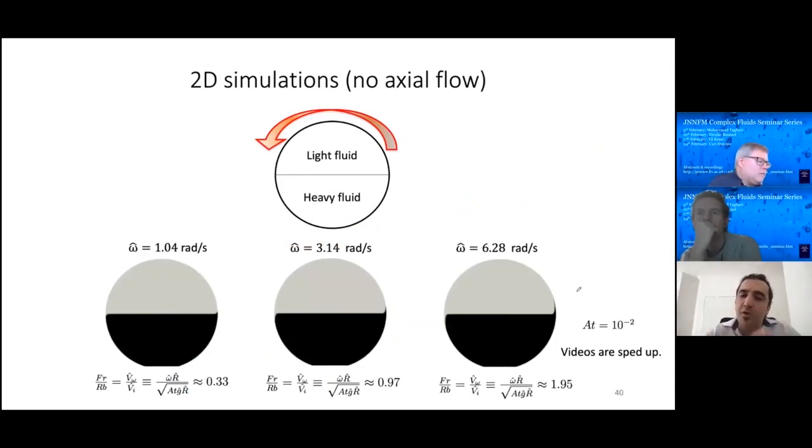But before I move on to the viscoplastic results, I would like to show some interesting results on how the rotation overcomes the transverse buoyancy using 2D simulations. It means that there is no axial flow in these simulations that I'm going to be showing. So we start with a flat interface separating the heavy and light fluid in the middle. So I let you watch the videos.